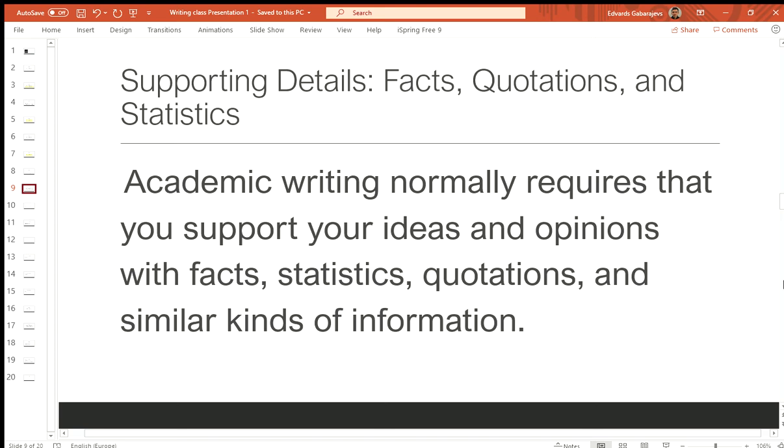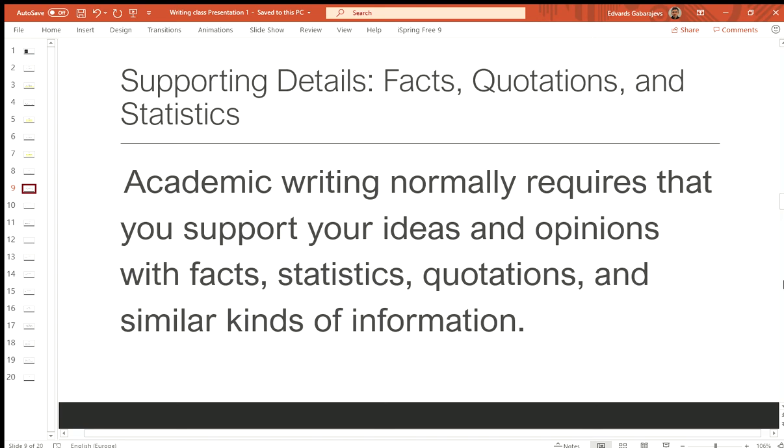In writing, as we already discussed, we have this main statement, the topic sentence, and there we express what we want to prove or what the direction is, and to support this idea, the remaining part of the paragraph does that job. It supports what we have said or what we want to prove. And there are different ways we can support our idea, by using facts, quotations, and statistics.